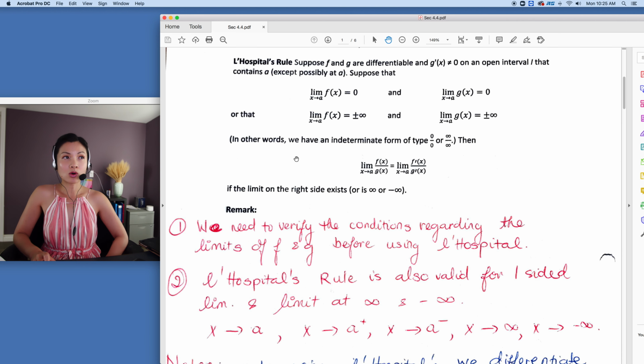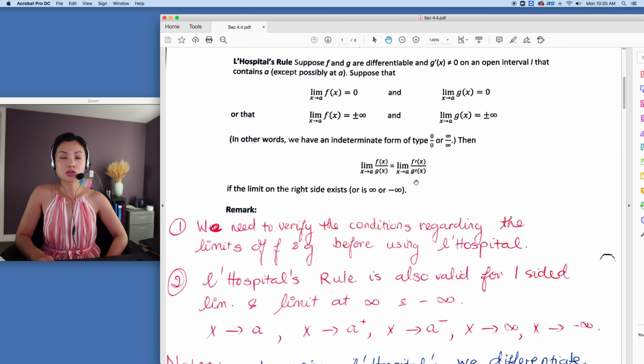Now, in order for us to use L'Hopital's rule, you need to check the condition carefully. So make sure you read the L'Hopital rule carefully. You see right here the limit goes to 0, or positive and negative infinity, and if we have the quotient, all we have to do is keep taking the derivative of the function, top and bottom.